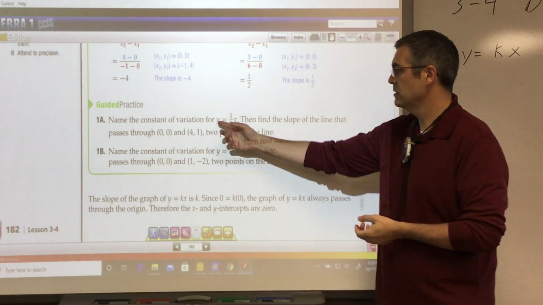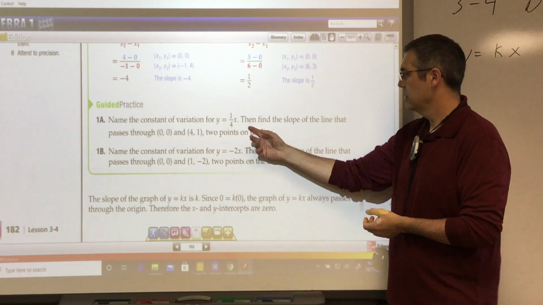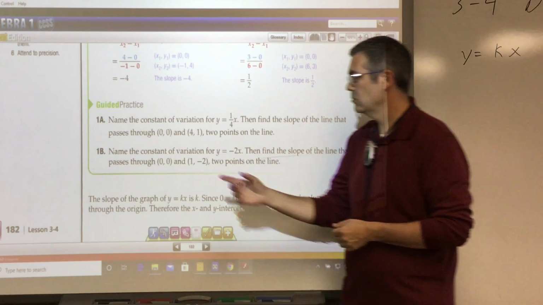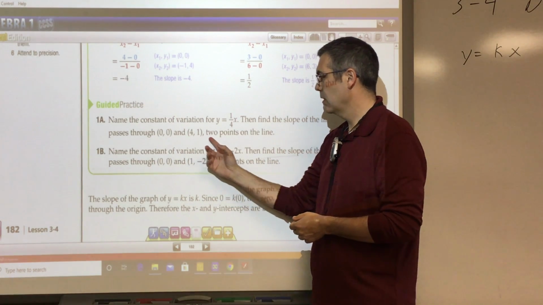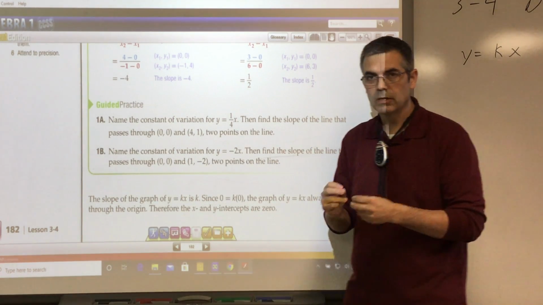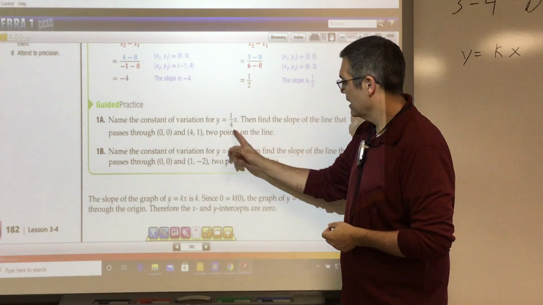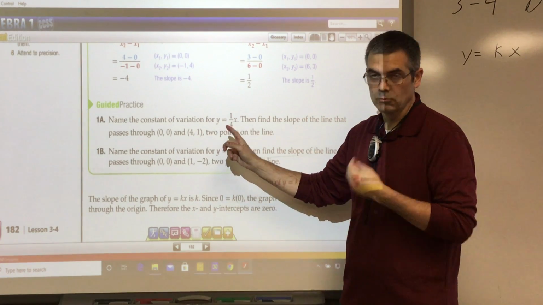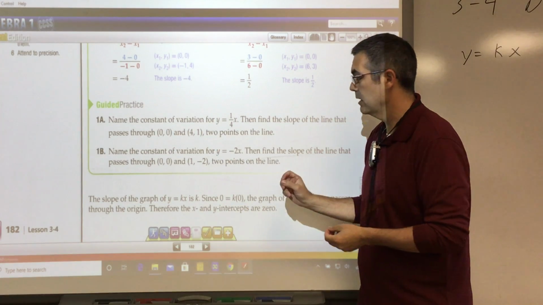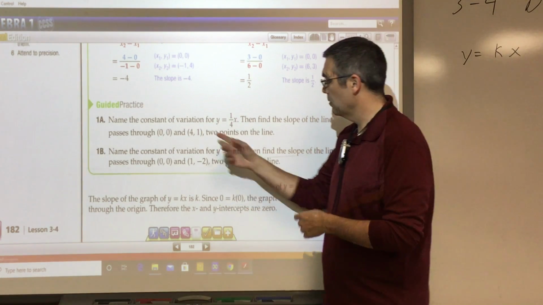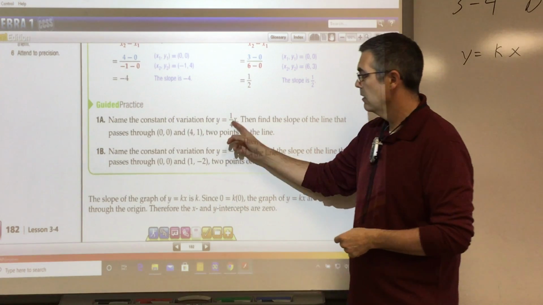Name the constant of variation for y equals 1/4 x. Then find the slope of the line that passes through 0, 0 and 4, 1. And I'm telling you, what they're trying to get you to notice is that this k right here is really your slope. That's what they're trying to get you to recognize here. And that you can put 1 over 4 to find that.